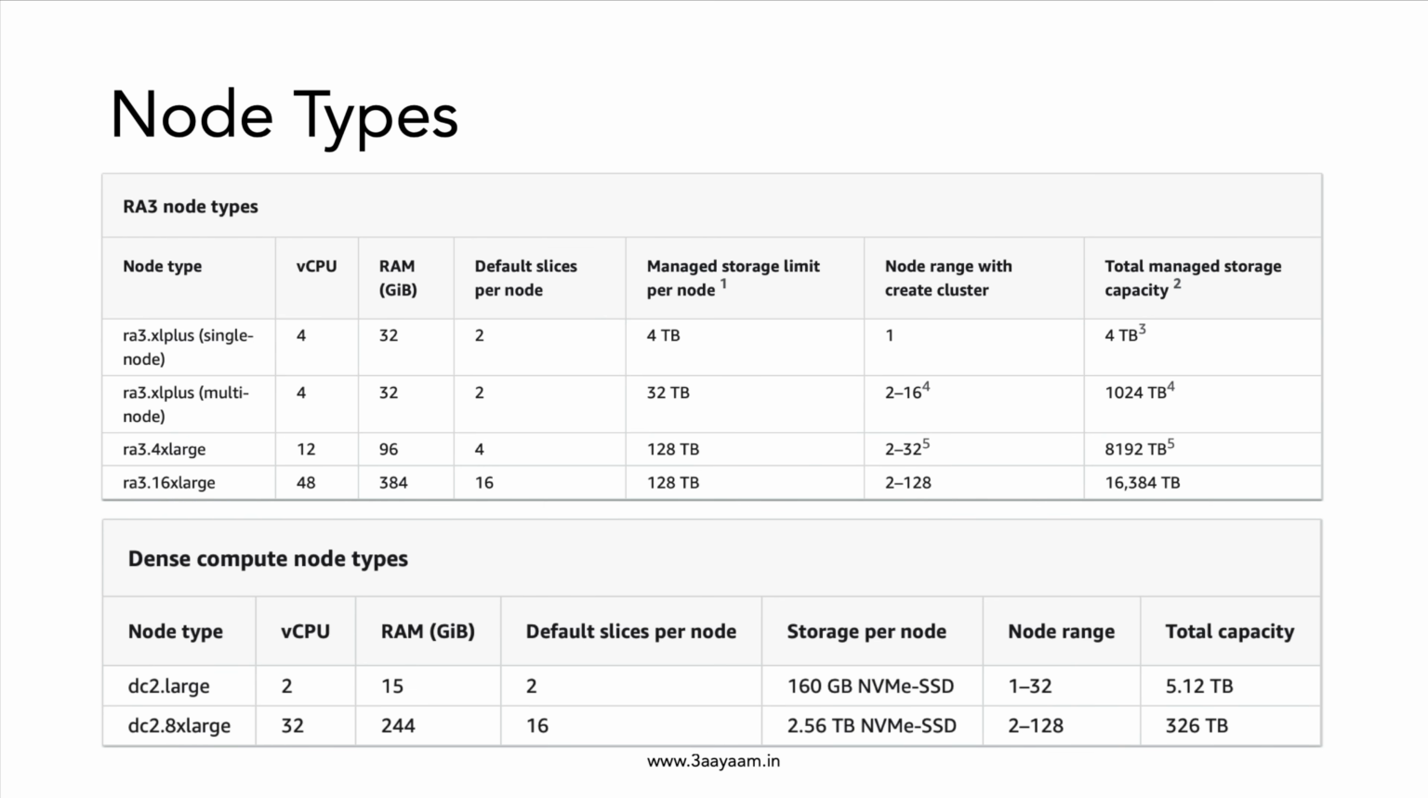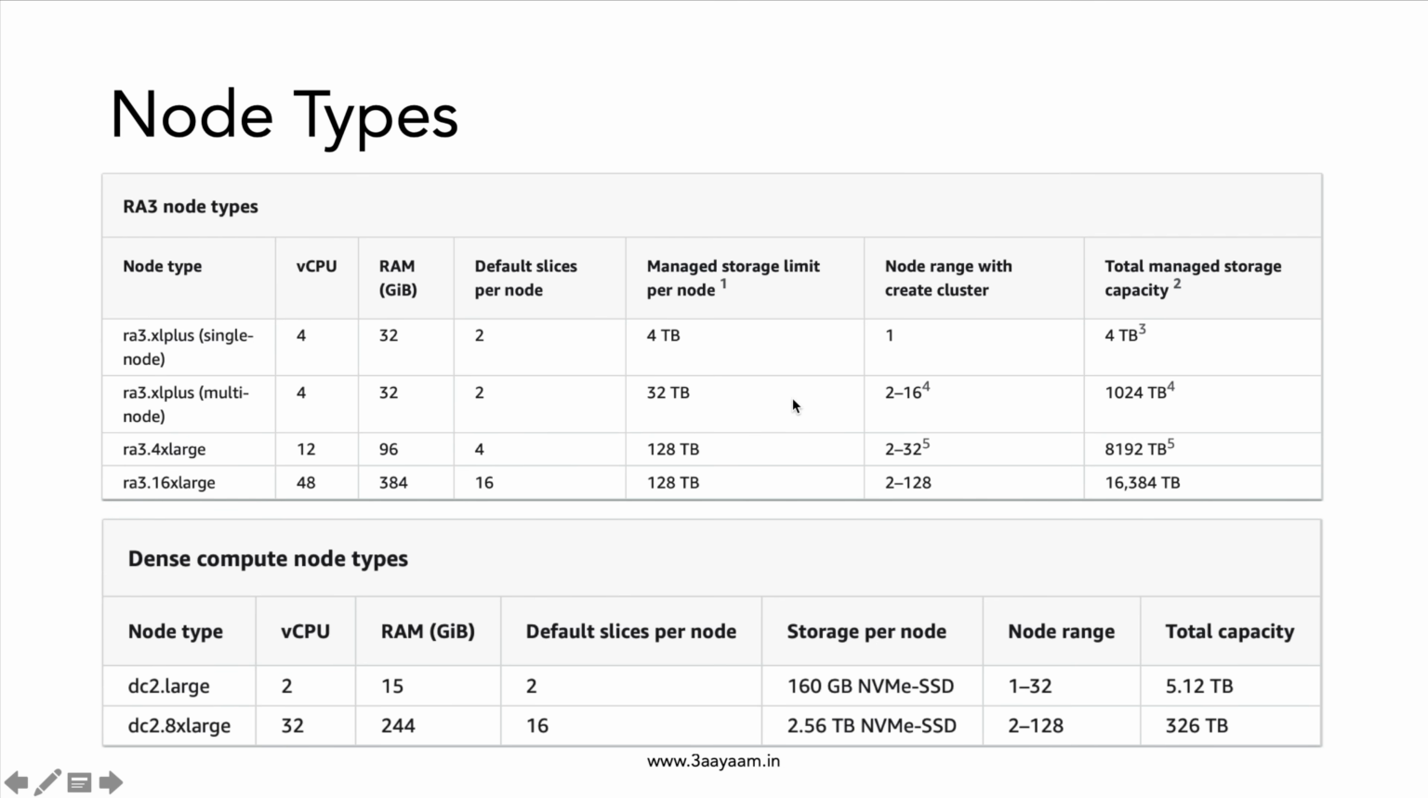DC2 large gives you 2 vCPUs, 15 gigs of RAM and 160 GB of NVMe SSD. DC2 8x large gives you 32 vCPUs, 244 gigs of RAM and 2.56 terabyte NVMe SSD per node. And you can get a total capacity of 5.12 terabytes from DC2 large and 326 terabytes from 8x large. You can create from 1 to 32 nodes in a single cluster using DC2 large, and using DC2 8x large you can create anywhere from 2 nodes to 128 compute nodes.